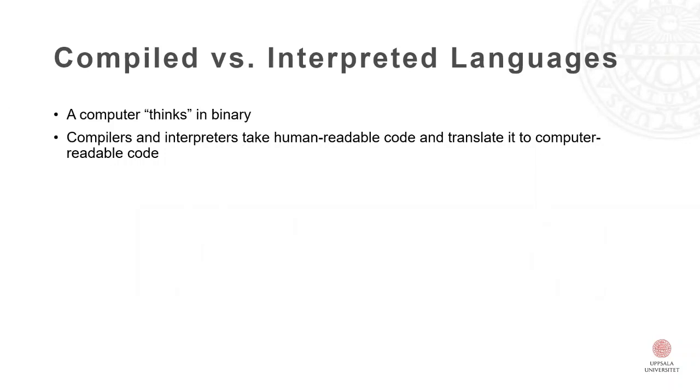So one way to cluster programming languages is based on their abstraction level. The other way is to compare the programming languages from this perspective, whether or not they are compiled or interpreted. What does it mean? Let's review again. A computer thinks in binary because it is built of transistors and gates, etc. When we have a high-level program, it needs to be translated into a language that the computer understands. Compilers and interpreters take the high-level languages, which are written in human-readable code, and translate them to computer-readable code.